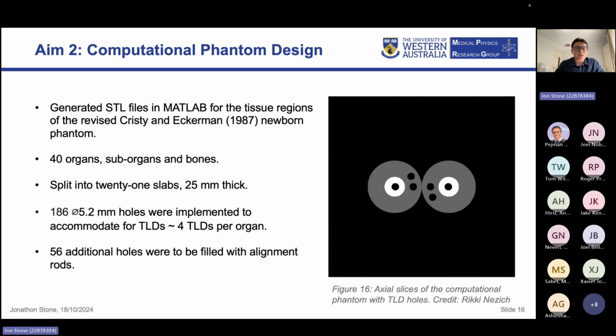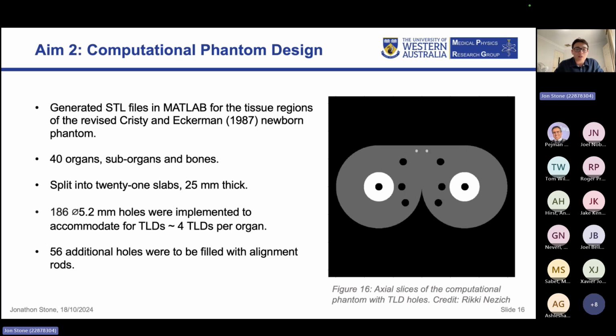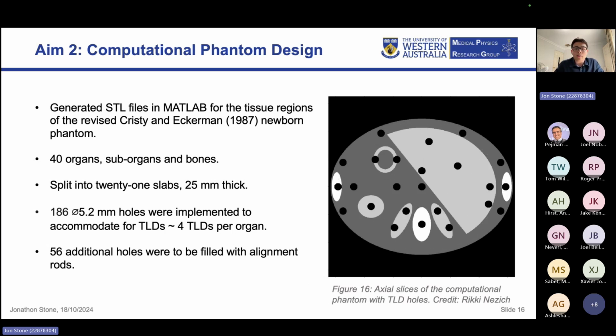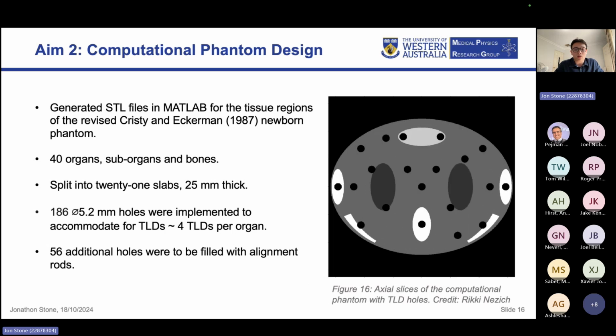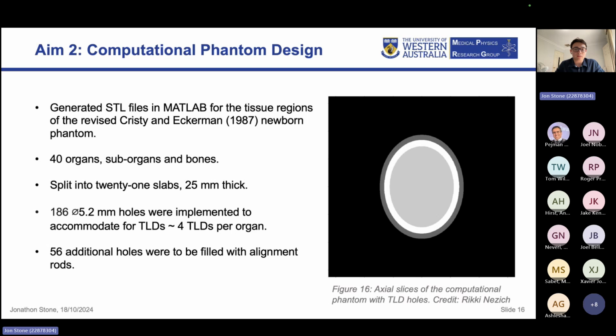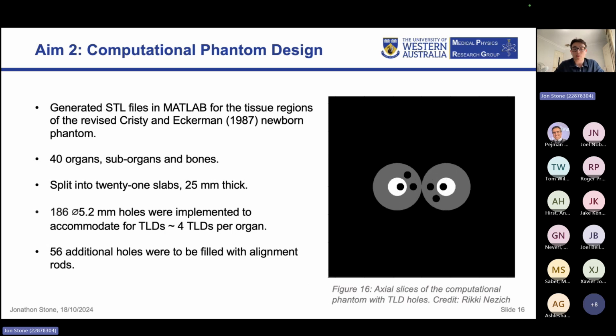So altogether, we fitted 186 TLD holes. Each hole was about 5.2 millimeters in diameter, which gave us on average about 4 TLDs per organ. 56 additional holes were also added to the phantom, to be filled with alignment rods.